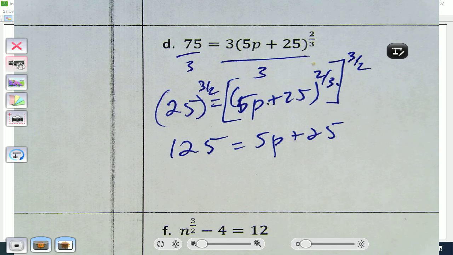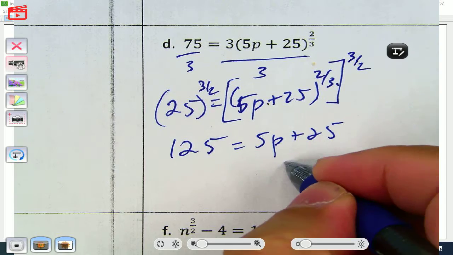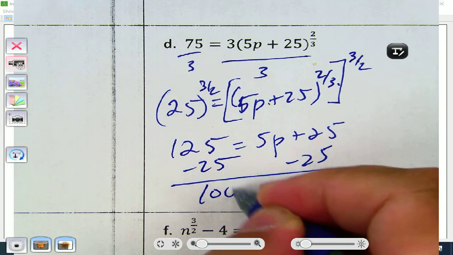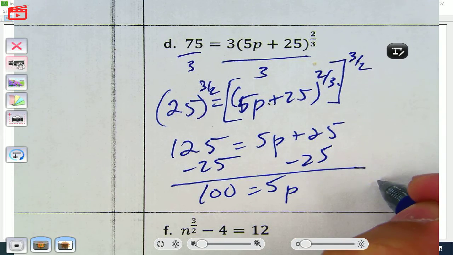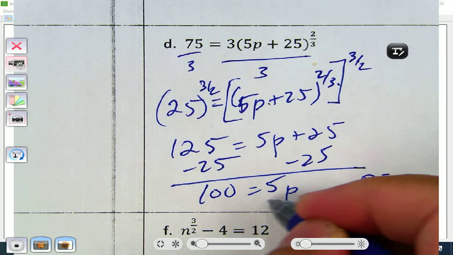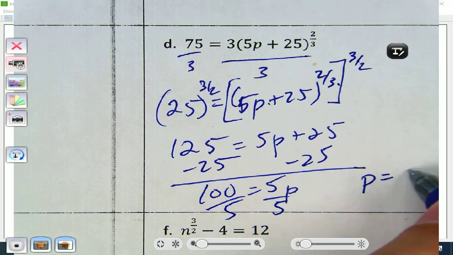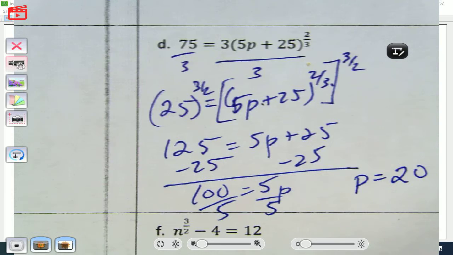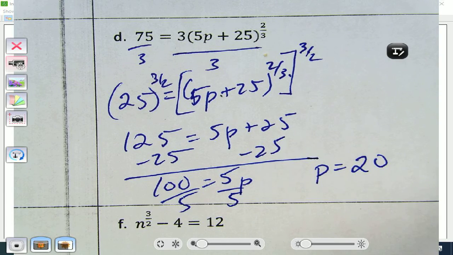Now you just solve. Subtract 25. So you get 100 equals 5p. Now what? Divide by 5. And you get p equals 20. Pretty much.